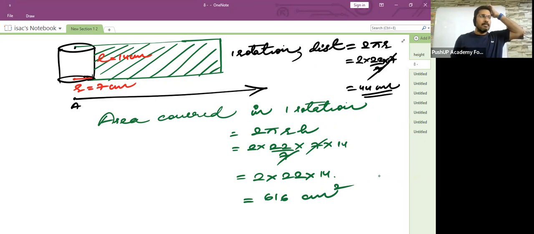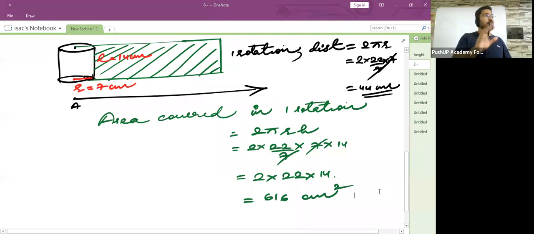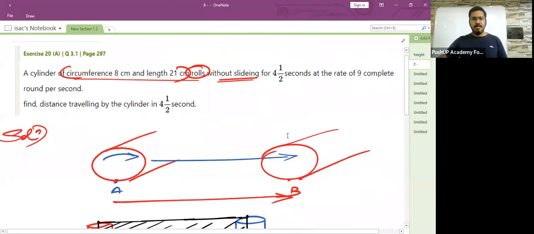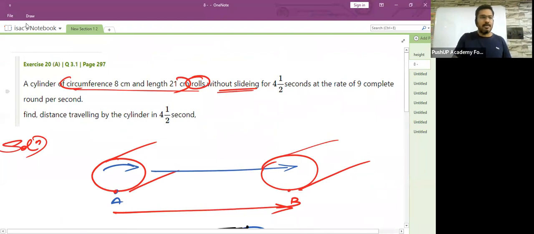If the area of the rectangle, if you already know what this is, yeah, that we will apply in this sum. As of now, I just taught you the difference between the distance covered by a wheel and a cylinder, isn't it? Then I suddenly taught you what is the surface area covered by a cylinder in one rotation. I wanted you to understand the difference of these two. Now you read this question again, you will get an idea of solving this.